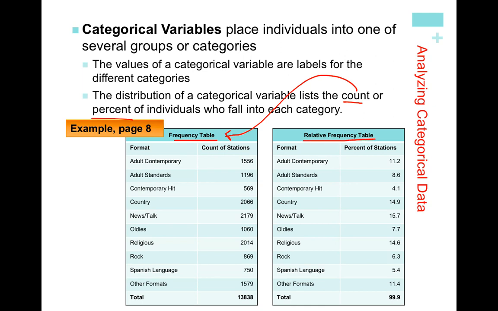We have what's called a relative frequency table. And so what a relative frequency table does is it gives us the percent of radio stations that fall into each category. So essentially these percents over here on the very right-hand side of this chart are just found by taking the count divided by the total number of stations, and then the same, the count divided by the total number of stations down here at the bottom.